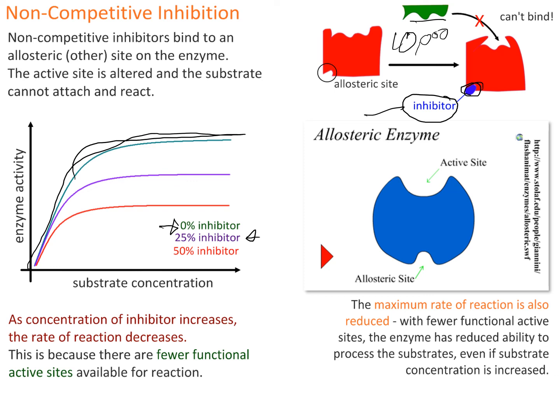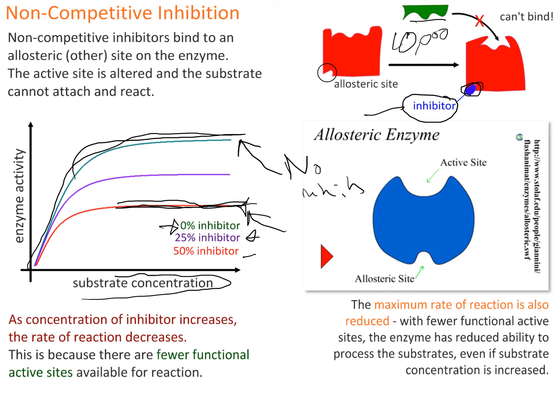And then if you increase the concentration of inhibitor even more, we further reduce the maximum rate. So the reduction in max rate of reaction for non-competitive inhibitors is absolute. You cannot attain the same maximum rate of reaction as with no inhibitor if there is an inhibitor present, no matter how much substrate you add.